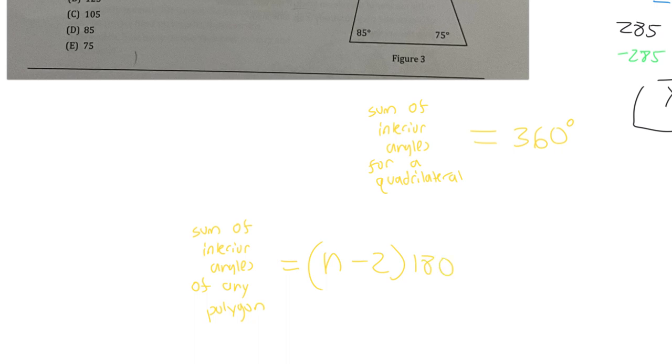Now, the n represents the number of sides. My handwriting's not that good, but I think you get the idea. So if you're dealing with a five-sided figure and you want to figure out the sum of interior angles of that five-sided figure, that would be 5 minus 2, which is 3, times 180.